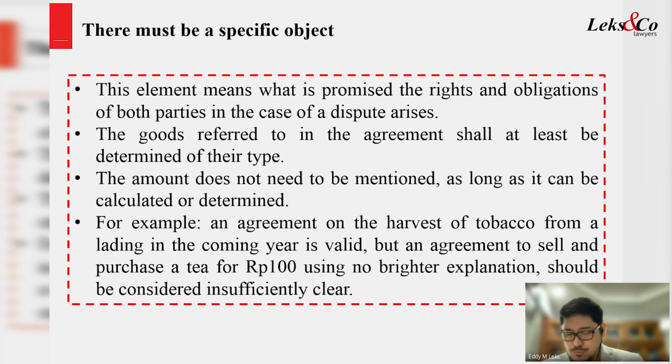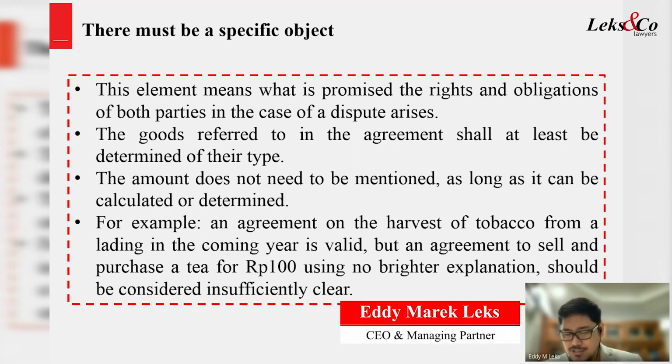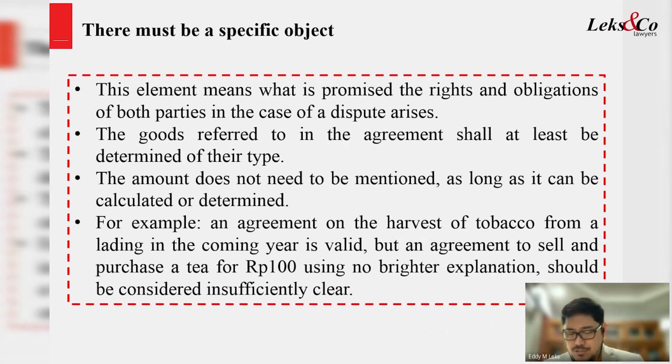Suatu perjanjian harus mempunyai sebagai pokok suatu barang yang paling sedikit ditentukan jenisnya, at least the type of it. Tidaklah menjadi halangan bahwa jumlah barang tidak tentu, asal saja jumlah itu kemudian dapat ditentukan atau dihitung, okay. We agree on the type, then we can later calculate. And also barang-barang yang baru akan ada di kemudian hari dapat menjadi pokok suatu perjanjian.